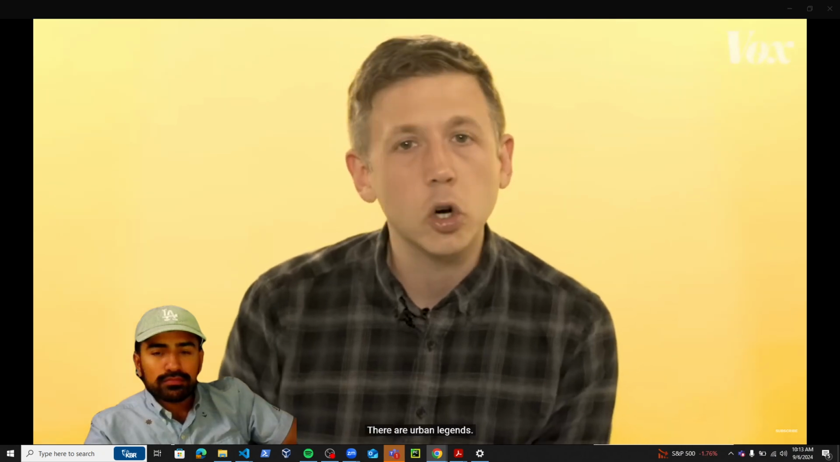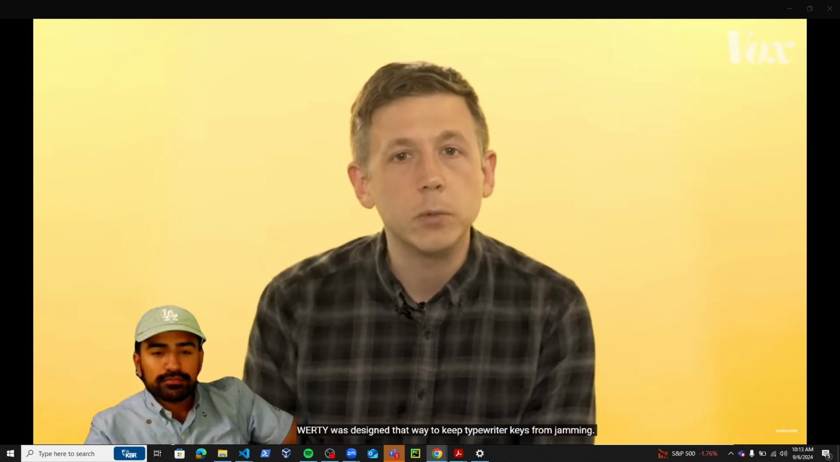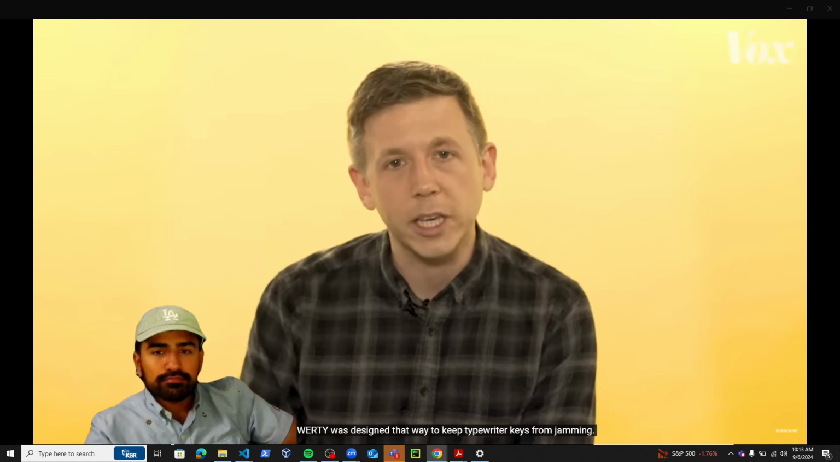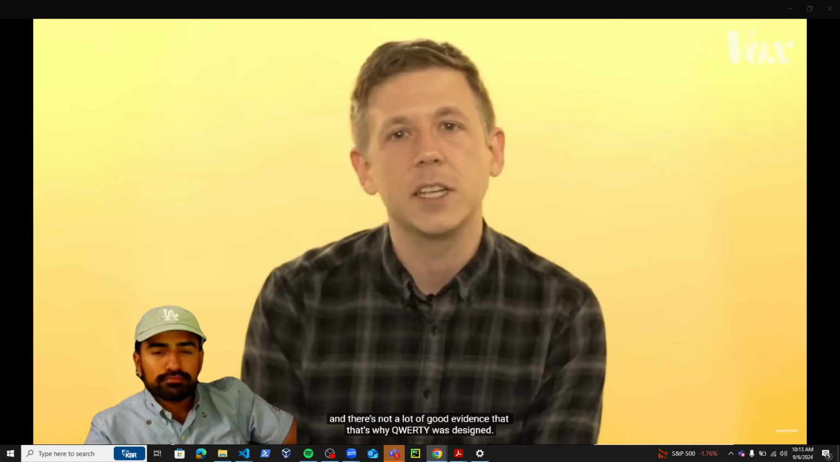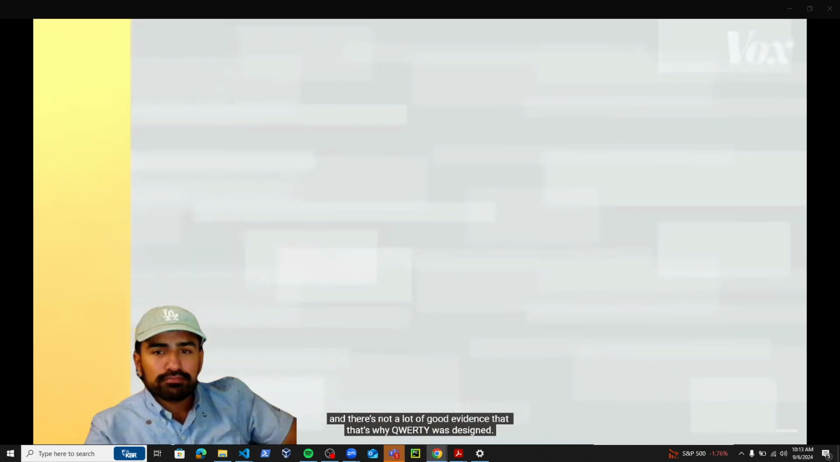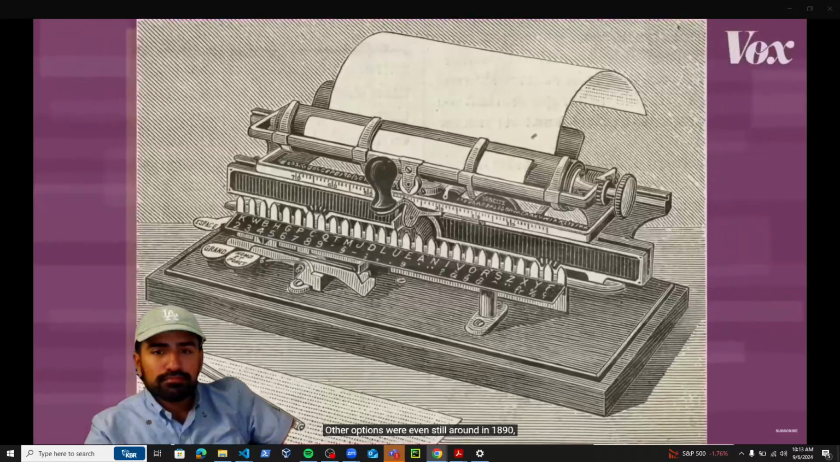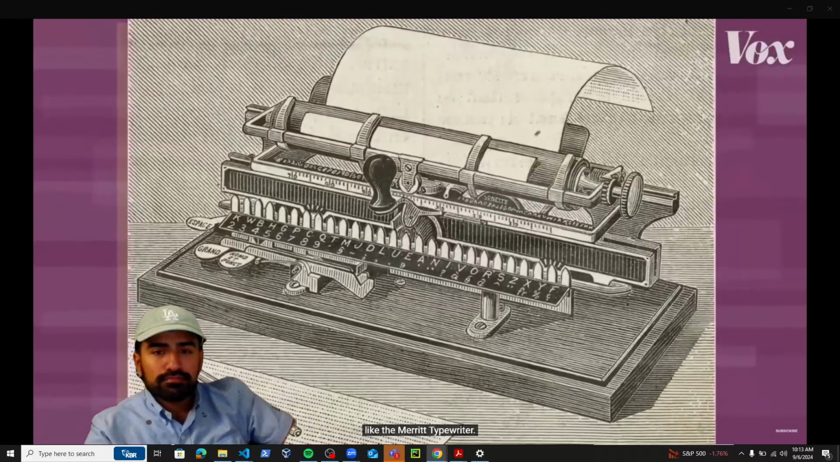But that doesn't quite explain how QWERTY got big. There are urban legends. Ones that QWERTY was designed that way to keep typewriter keys from jamming. But lots of designs could do that, and there's not a lot of good evidence that that's why QWERTY was designed. Other options were even still around in 1890, like the Merit typewriter.